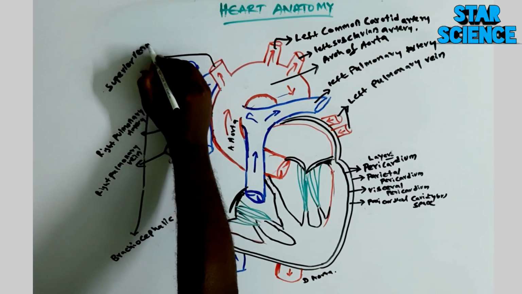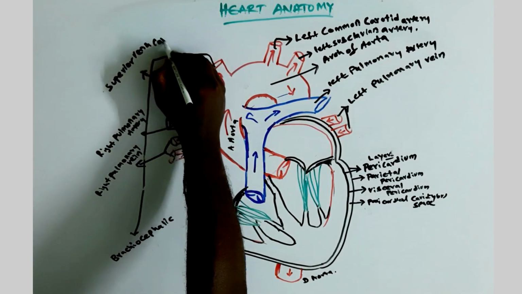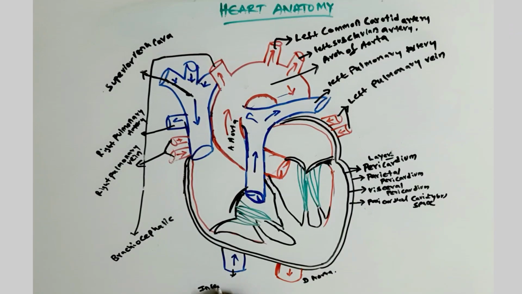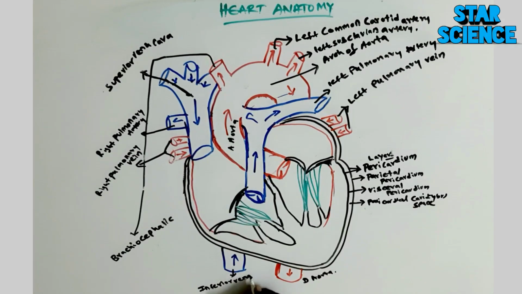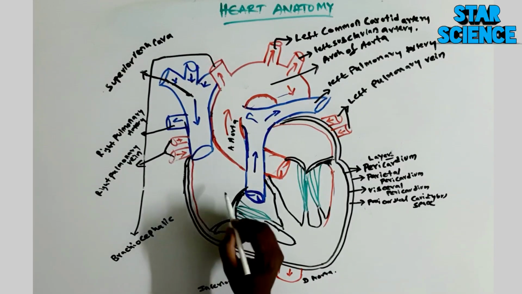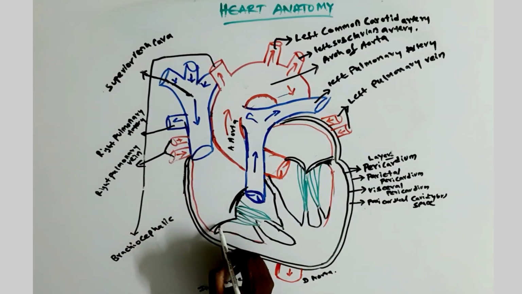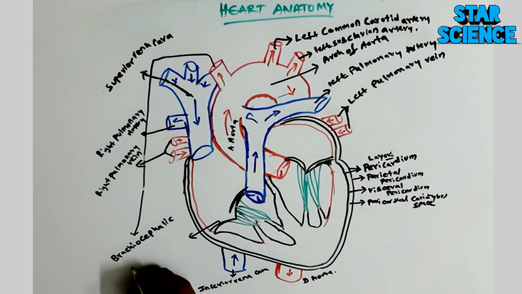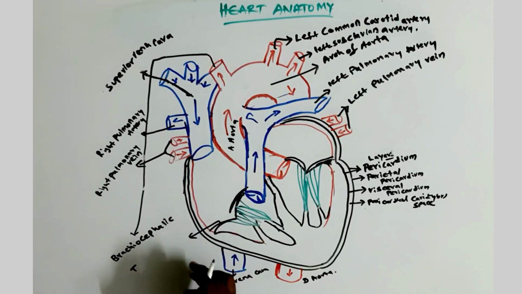So by this you can remember that O2 blood will always be in the left chambers and CO2 blood will always be in the right chambers. Now we are seeing the inferior vena cava, which brings deoxygenated blood from the lower part of our body. Next, you have to see the coronary sinus, which itself gives deoxygenated blood from the heart to the right atrium.